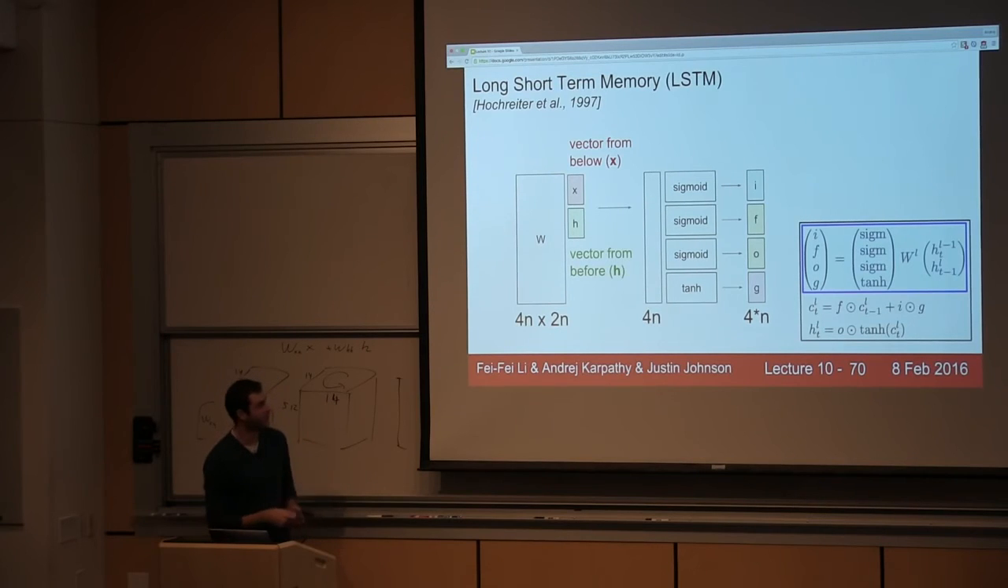They're short for input, forget, output, and g. I'm not sure what that's short for. It's just g. And so the i, f, and o go through sigmoid gates, and g goes through a tanh gate.